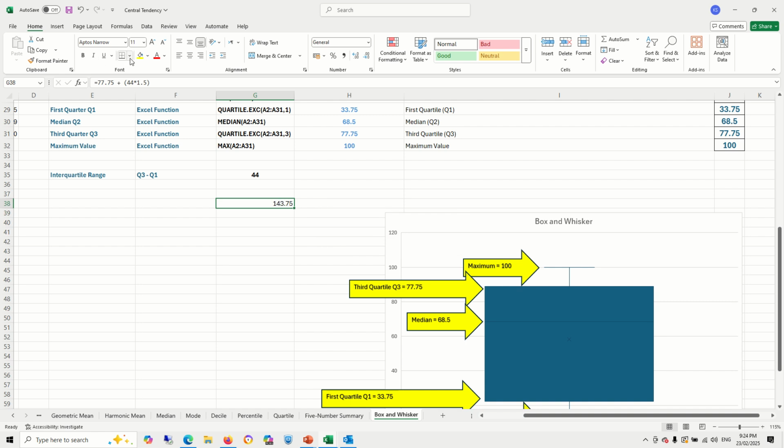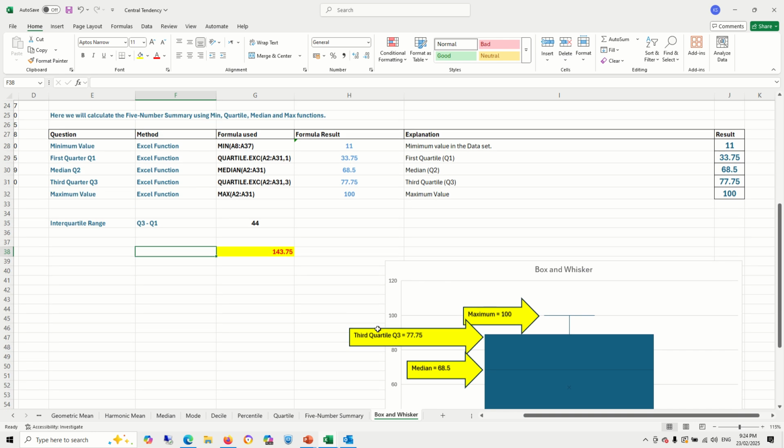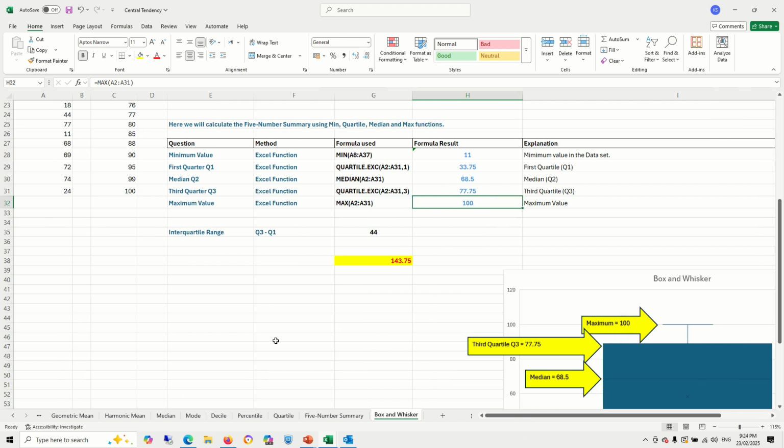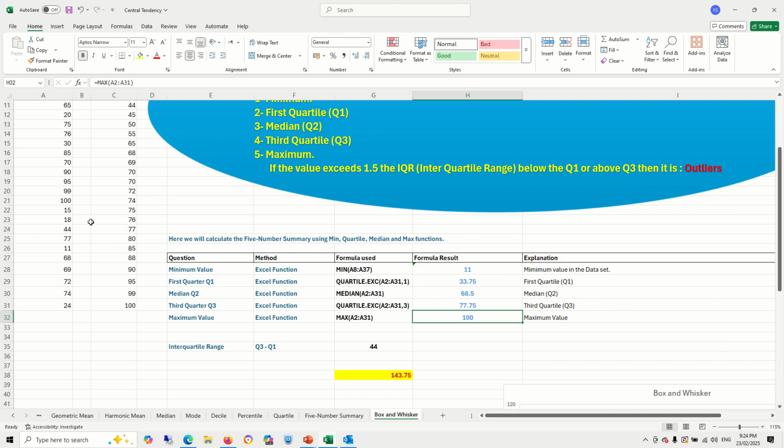So now, if you look at this value, this can be the upper limit of the interquartile range. In our example here, the maximum value is 100. So assume that the maximum value in this example is not 100. Assume that the maximum value is 150. So I change it to match. Now it becomes 150.